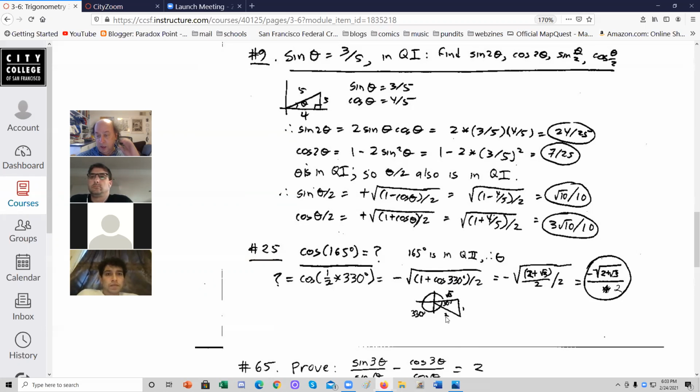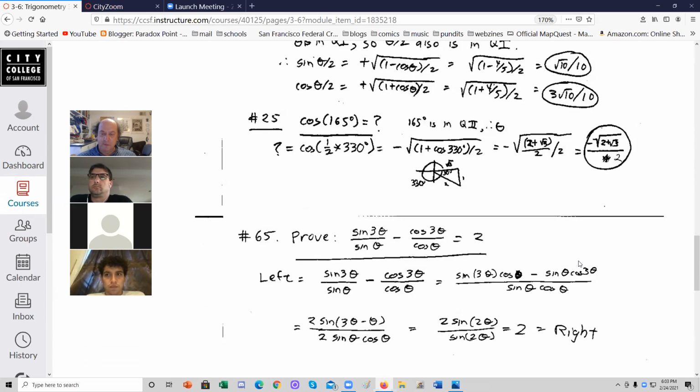Cosine is root 3 over 2. So this becomes minus root of 1 plus root 3 over 2, all over 2, which you can work out as 2 plus root 3 over 2, divided by 2. And after a bit of wrangling, that's minus root of 2 plus root 3 over 2. This is odd because it has a square root inside a square root.